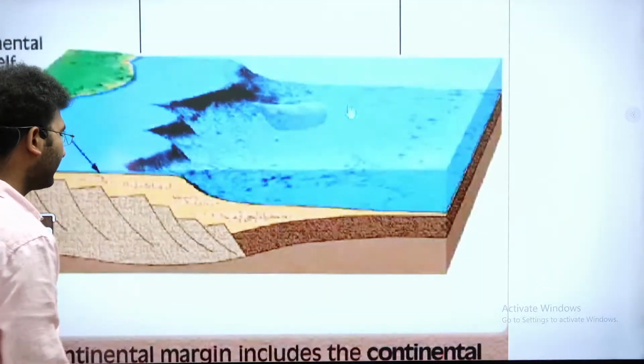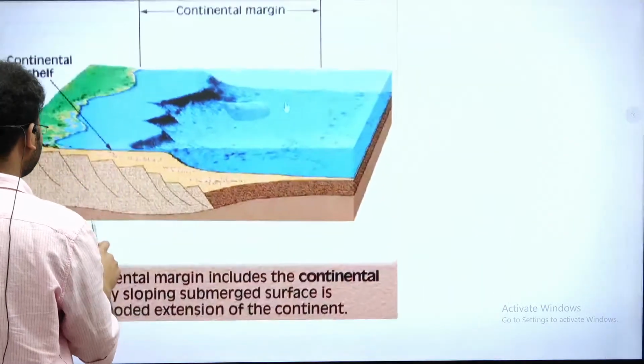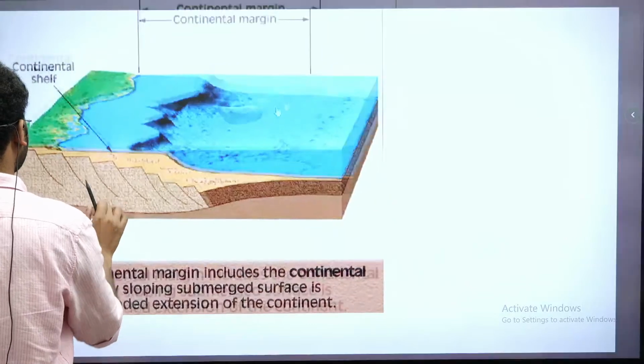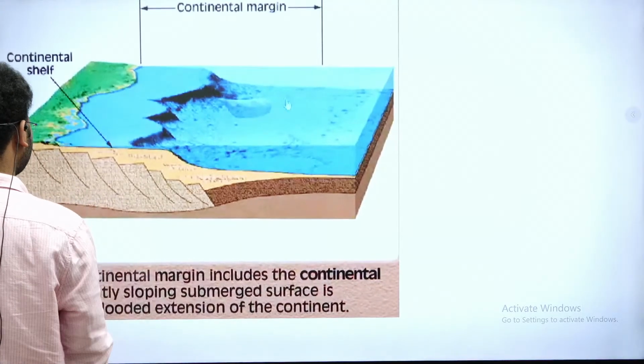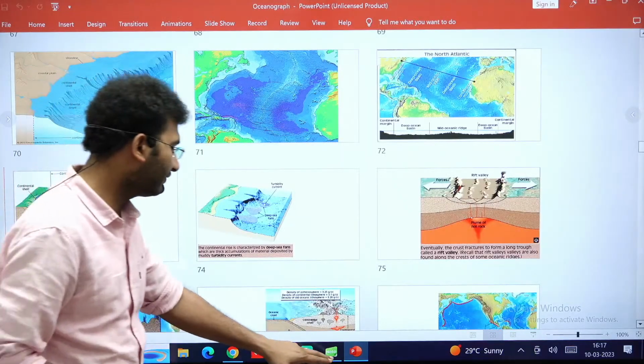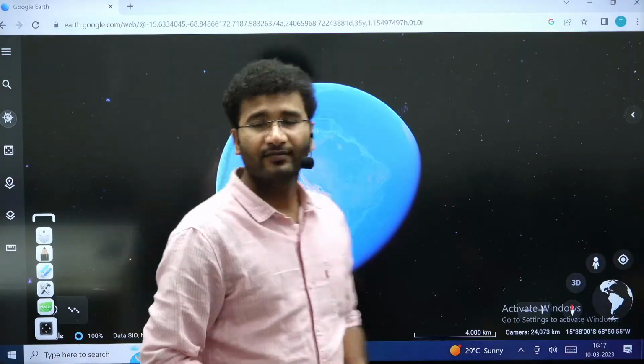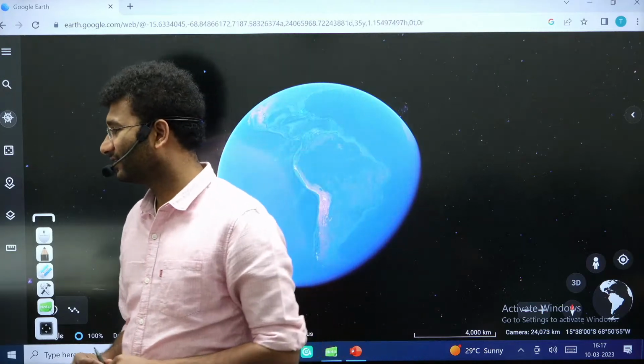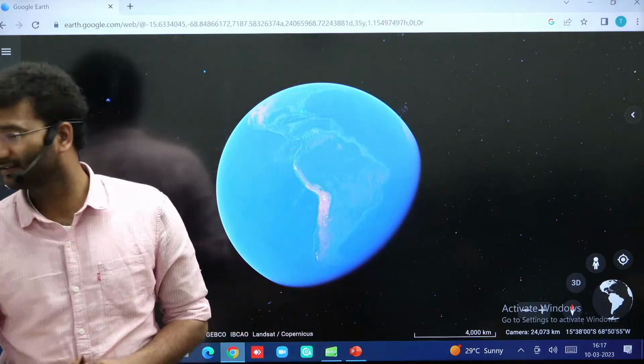Uneven distribution of land and sea. To understand this concept, firstly, you need to know the concept of specific heat. What exactly is specific heat? Anyone who can tell me, what do you mean by specific heat? Can you define what is specific heat? Yes, online, can you define for me what is specific heat?